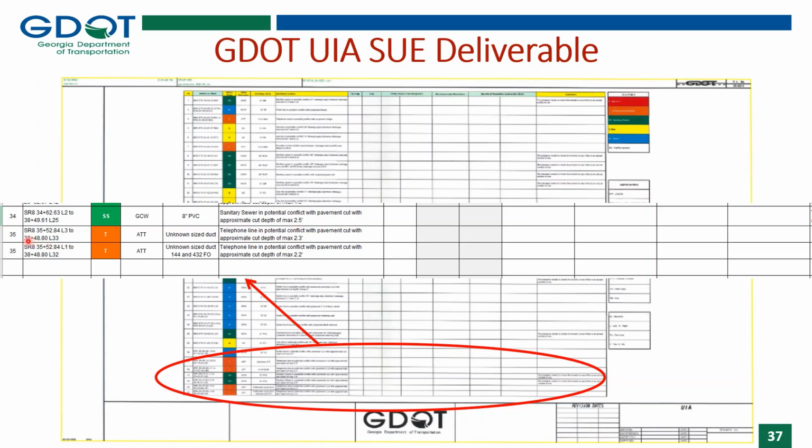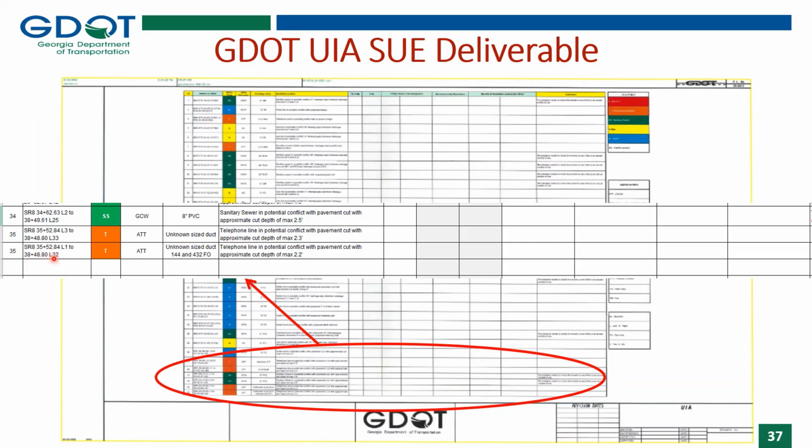And then, since the start and the end stations for both of those telecom duct banks are the same, then we provided them as under the same conflict number. So conflict 35, and there's an unknown size duct that's in potential conflict with the pavement cut, a maximum of 2.3 feet cut based on the cross sections.